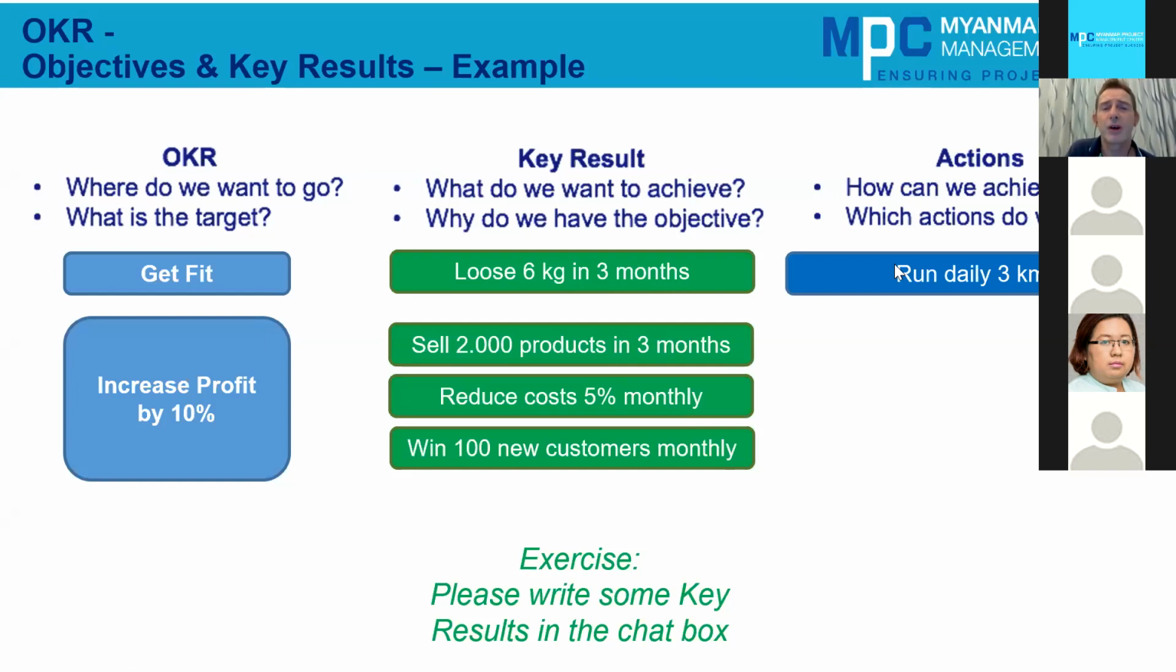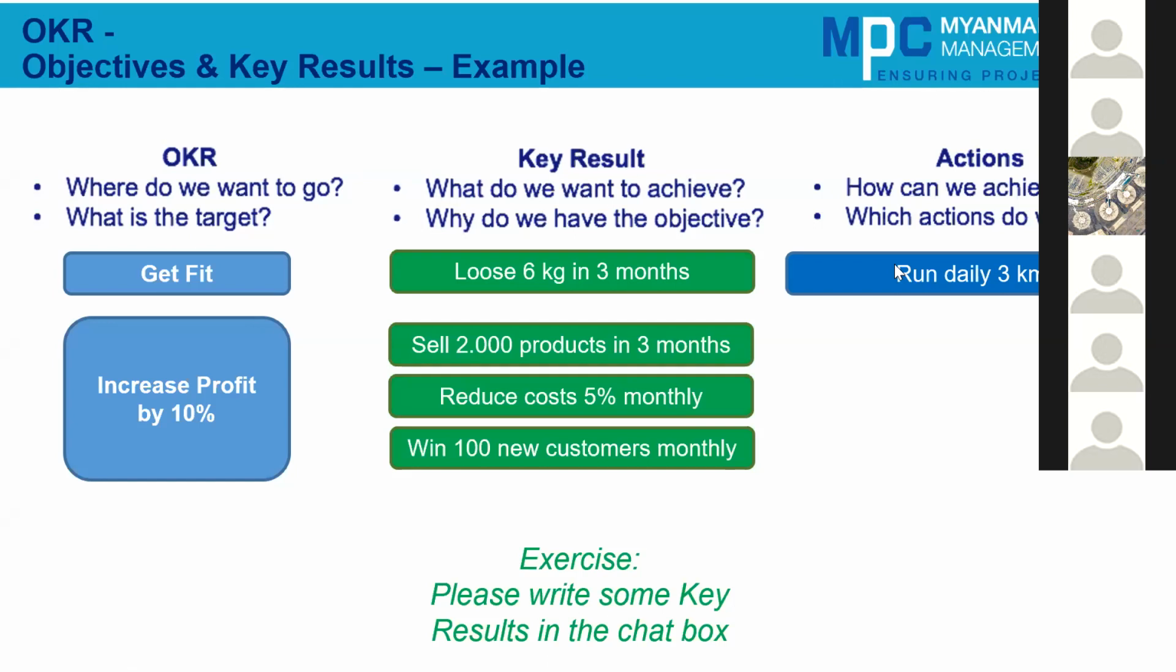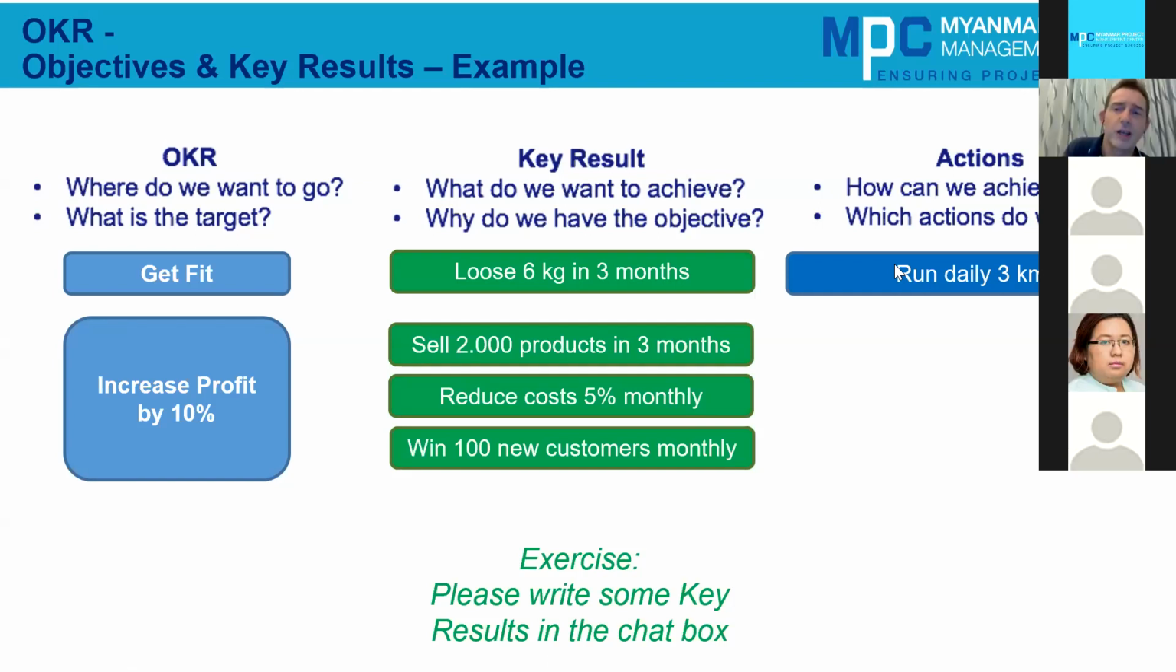Sell 2,000 products in 3 months. Yeah. So maybe at the moment we only sold 1,000. Reduce cost 5% monthly. So I can also define monthly key results, which I then measure on a monthly basis. It's no problem. So a lot of teams, when they come from KPI, they are used to monthly measurements. So you can keep that. You don't have to change fully on 3 months for OKRs. Win 100 new customer monthly. Yeah. Good.